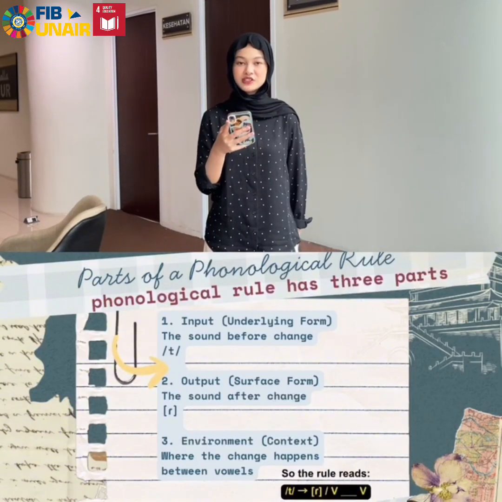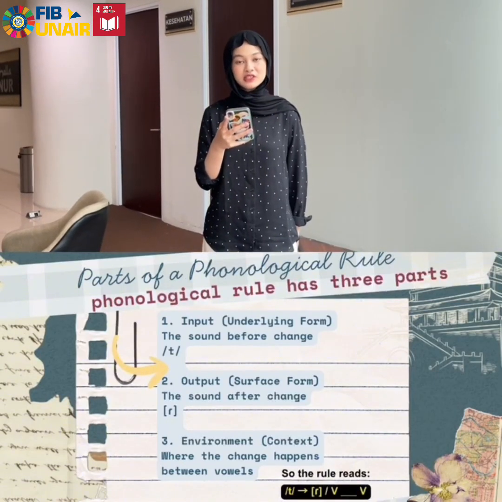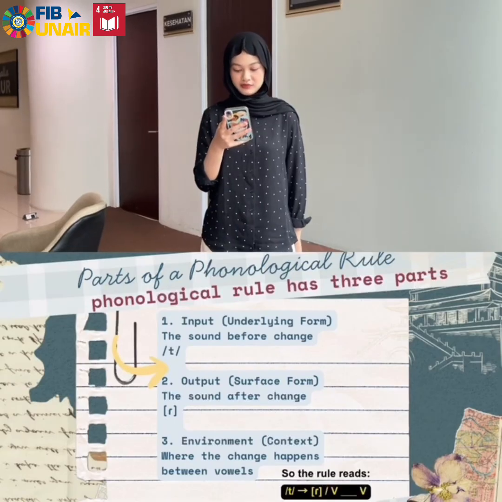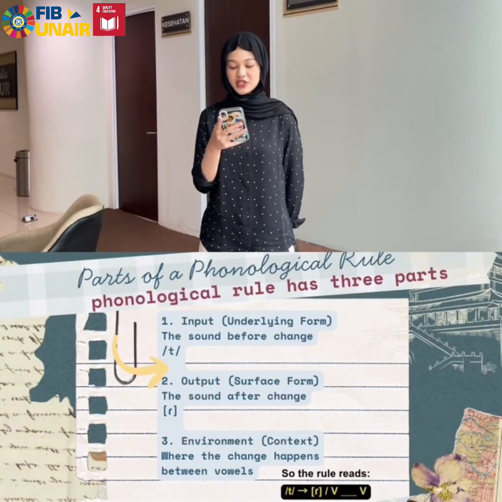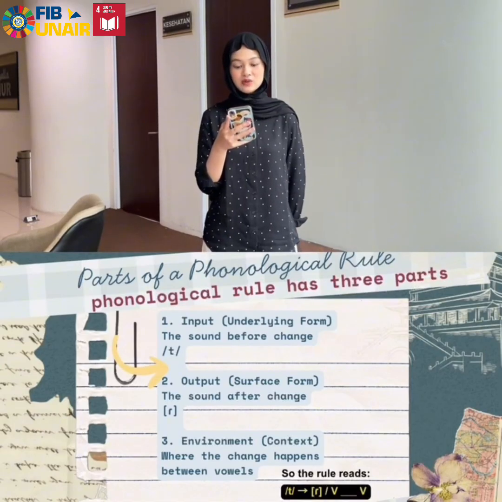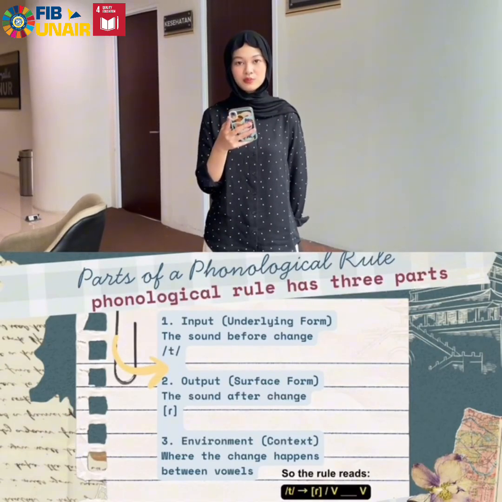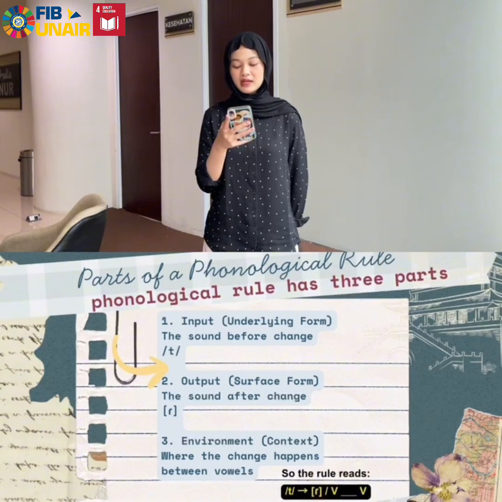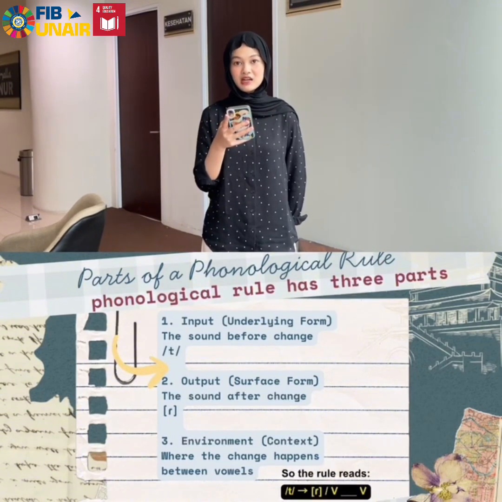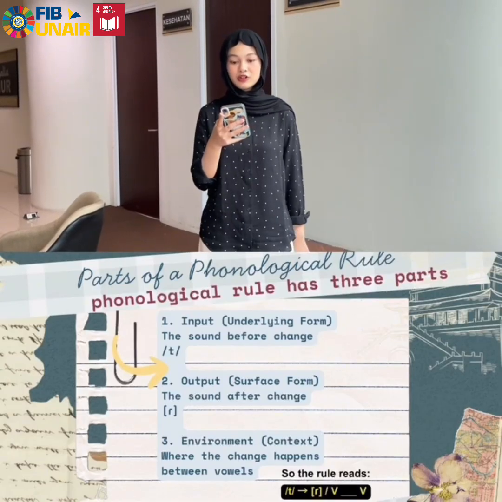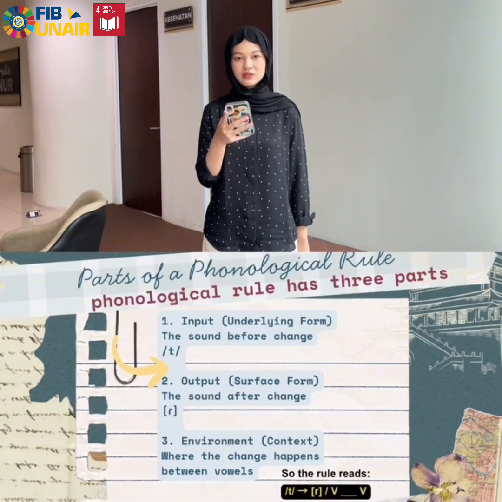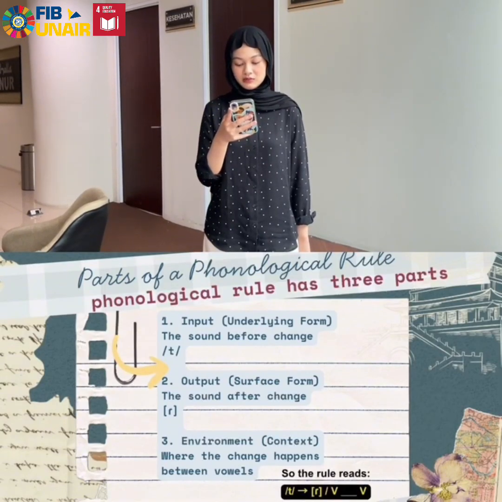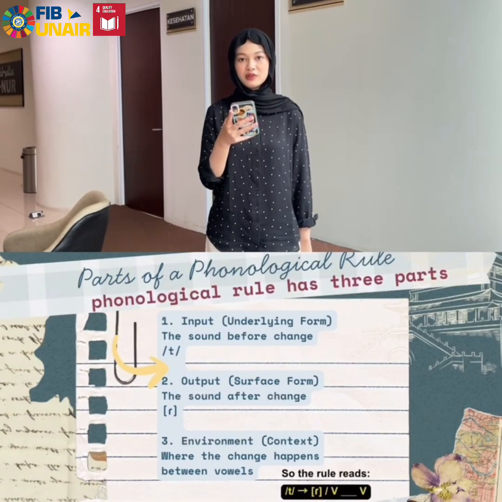I want to talk about the parts of the phonological rule. So a phonological rule has three parts. First is the input, or underlying form, which is the sound before change, and the example is the T sound. Second is the output, or surface form, which is the sound after change, and the example is the R sound. And then the context is where the change happens, between vowels. So the rule reads: T becomes R between vowels.